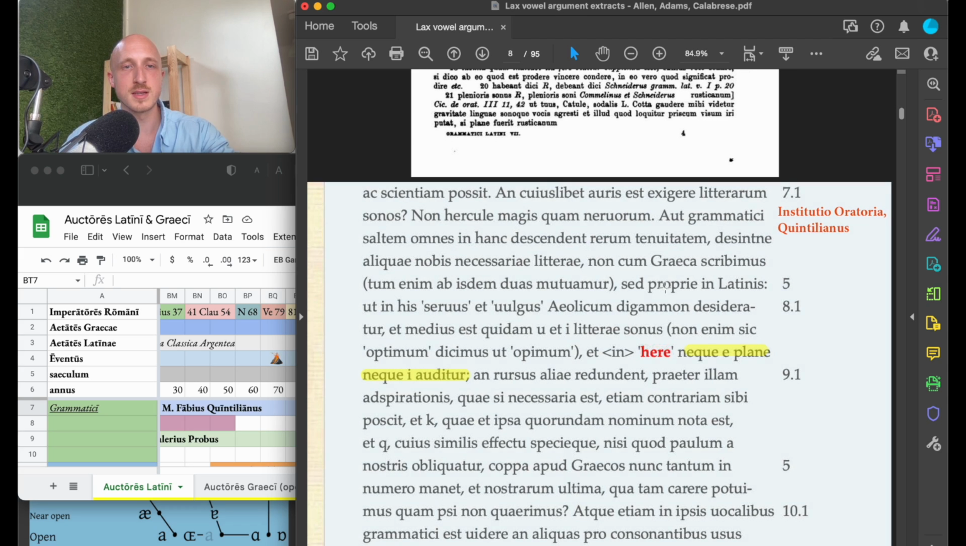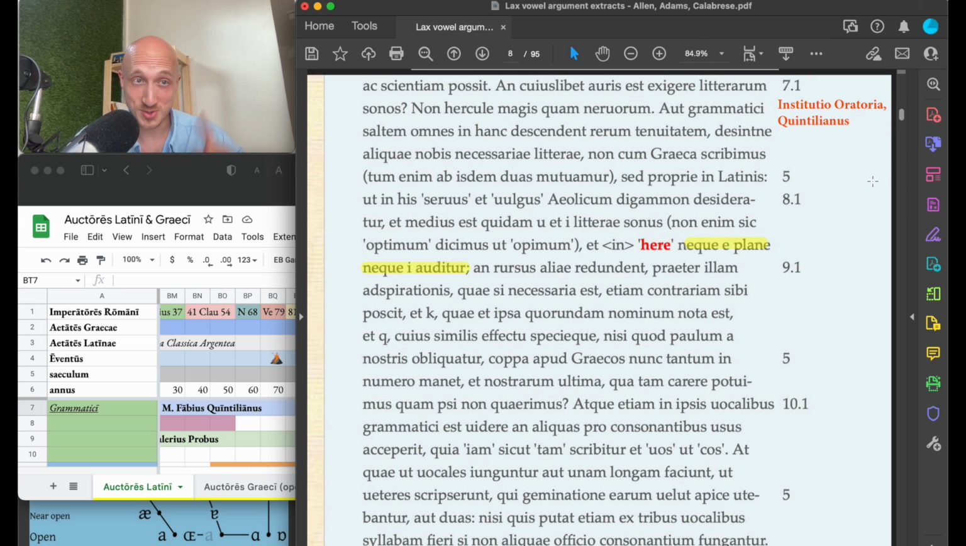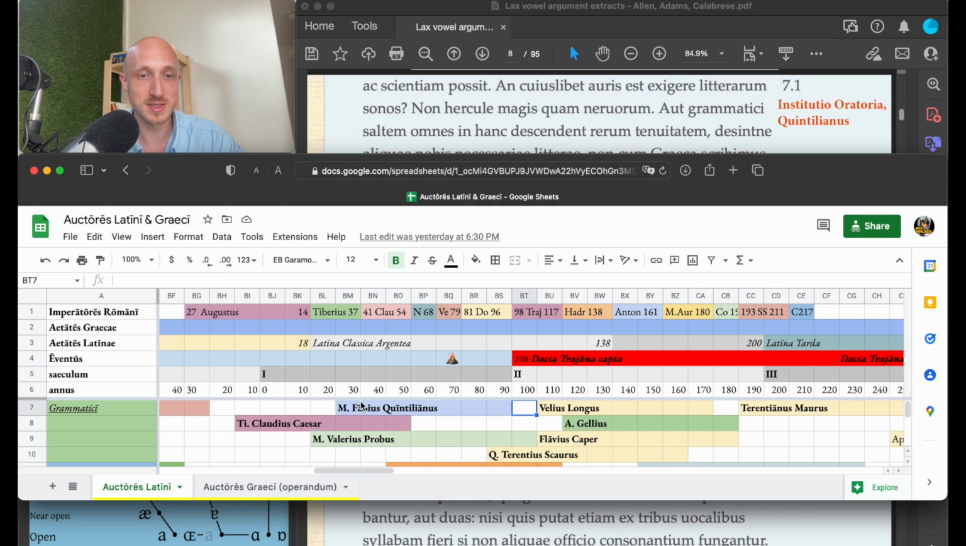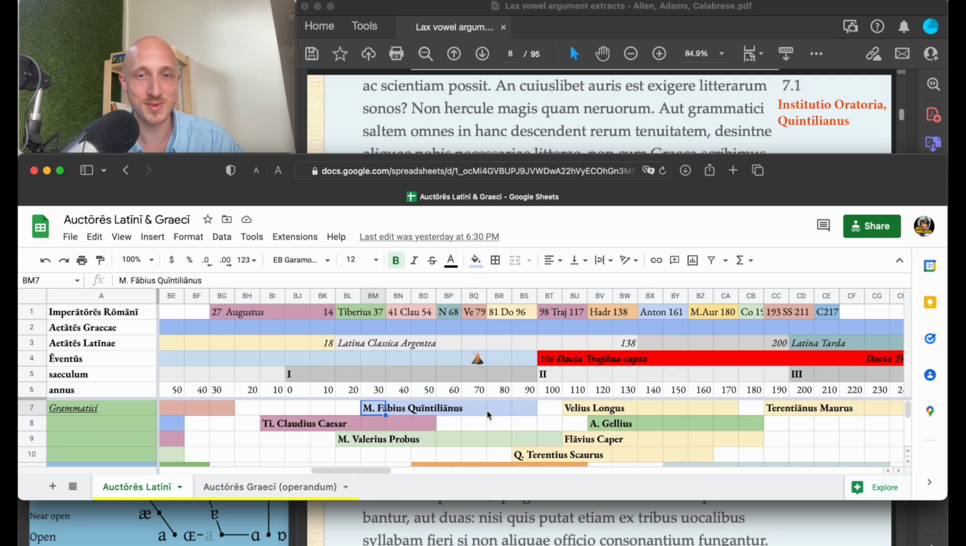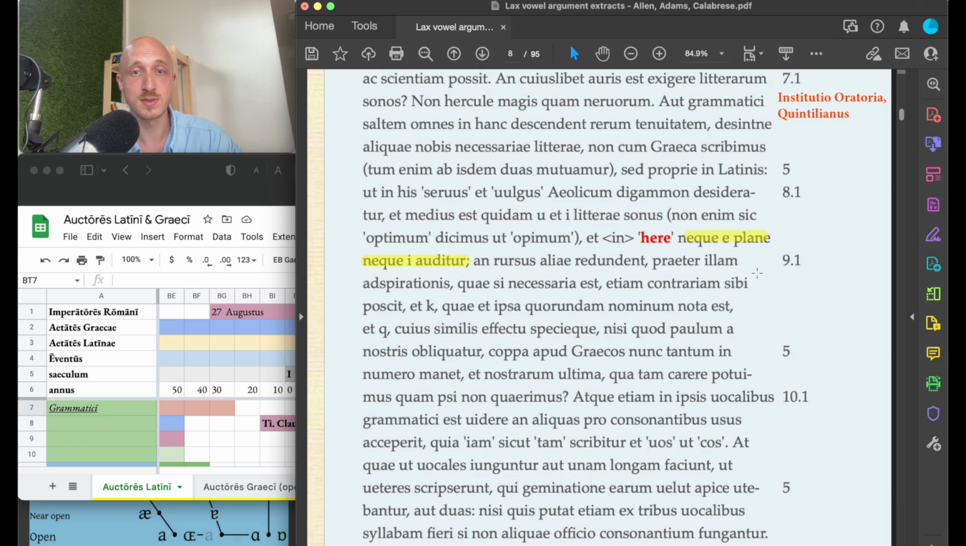Now here's something else that's important to talk about. Quintilian, my favorite grammarian, 1st century AD. Yeah, where's he on the chart? Where's Quintilian? There's my guy. All right, 1st century, Quintilian, yeah. So this guy's going to give some really clear documentation on the sound of things.